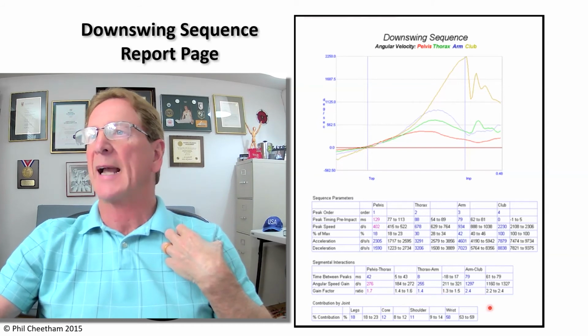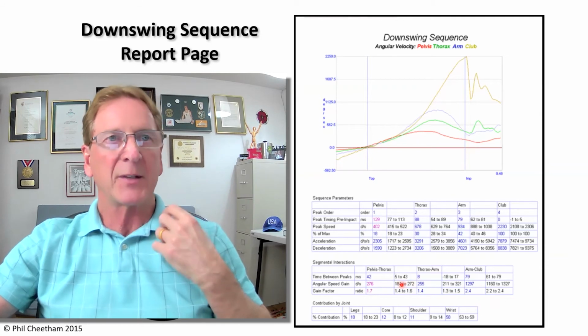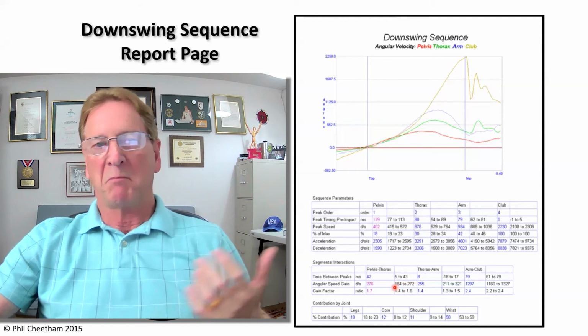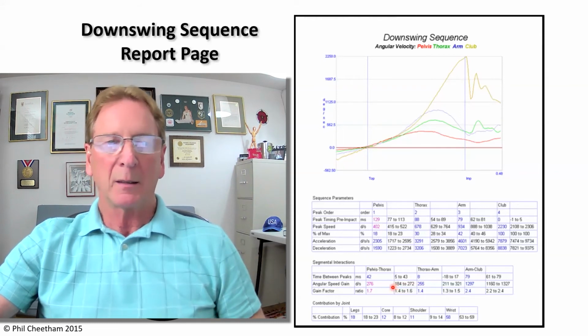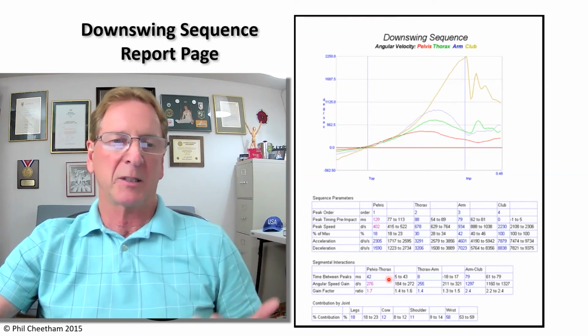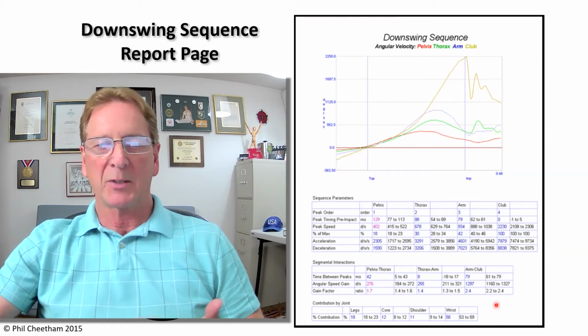So if there's a lacking in any one of these, it's basically telling you that there's a problem with that joint. Maybe the joint is weak. Maybe they just don't know how to use their shoulder, or maybe they're using their shoulder too much and not their body. So this is a good diagnosis tool.